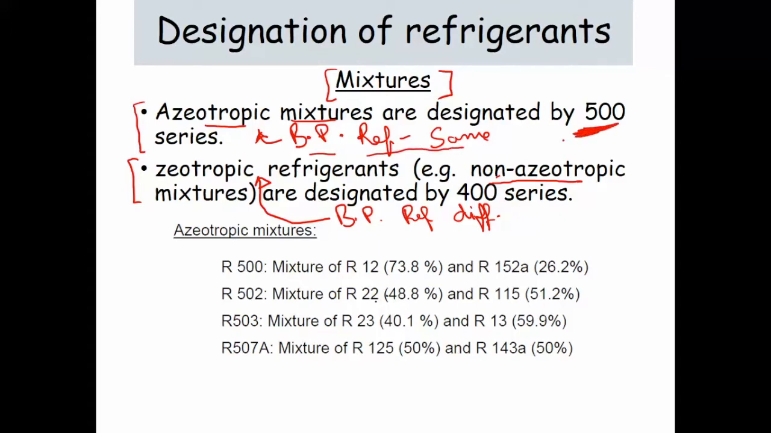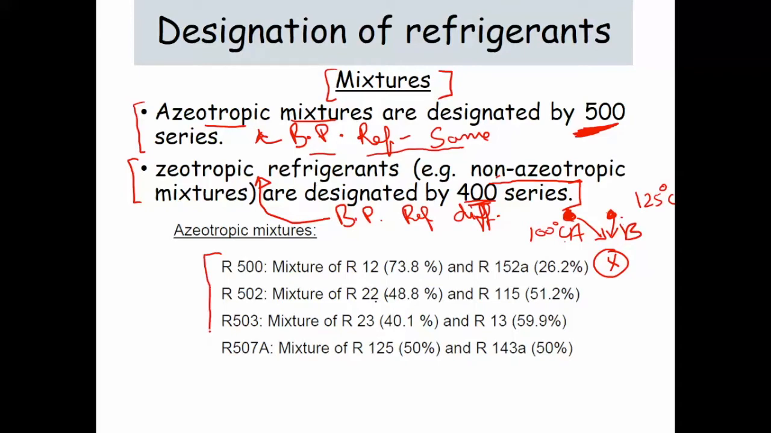If the mixture is azeotropic and the boiling temperature is the same, then that is represented by the 500 series. If zeotropic mixtures are there, it means two different refrigerants, A and B. A has a boiling point of, say, 100 degrees centigrade and B has a boiling point of 125 degrees. These two different refrigerants are mixed to make refrigerant X, which is zeotropic and has a different boiling temperature, and it is represented by a series of 400.